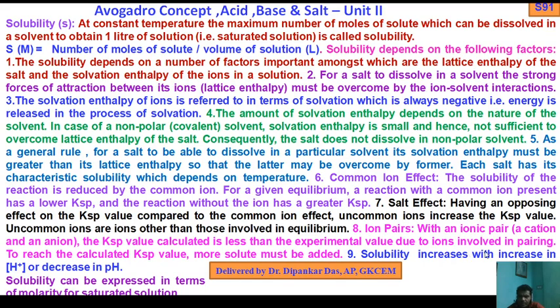So solubility increases with increase in H plus ion concentration or decrease in pH, as pH is inversely proportional to hydrogen ion concentration. That's why solubility increases with increase in H plus ion concentration or decrease in pH. Solubility can be expressed in terms of molarity for a saturated solution. I have already discussed molarity in previous video lectures. Okay, so next move on.